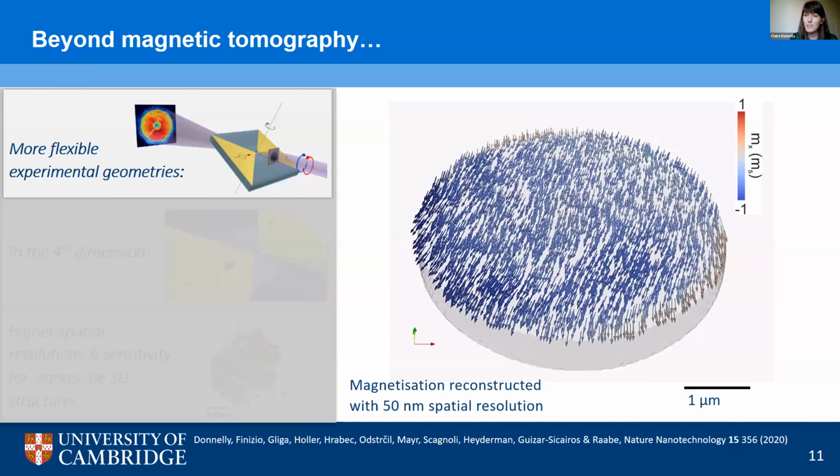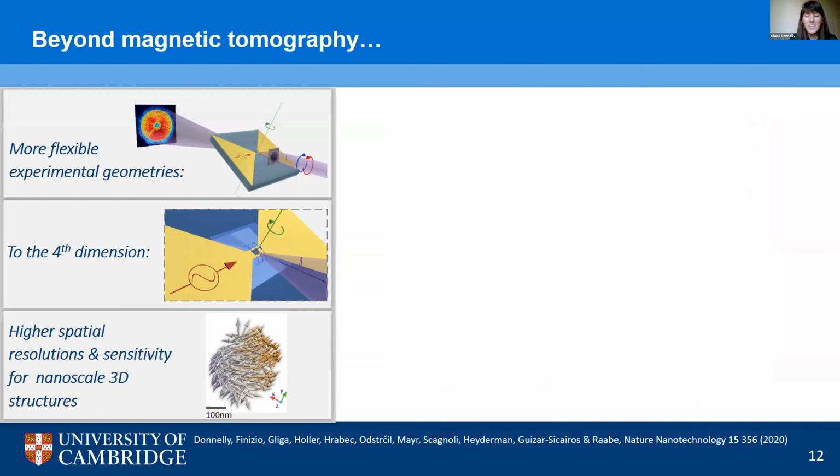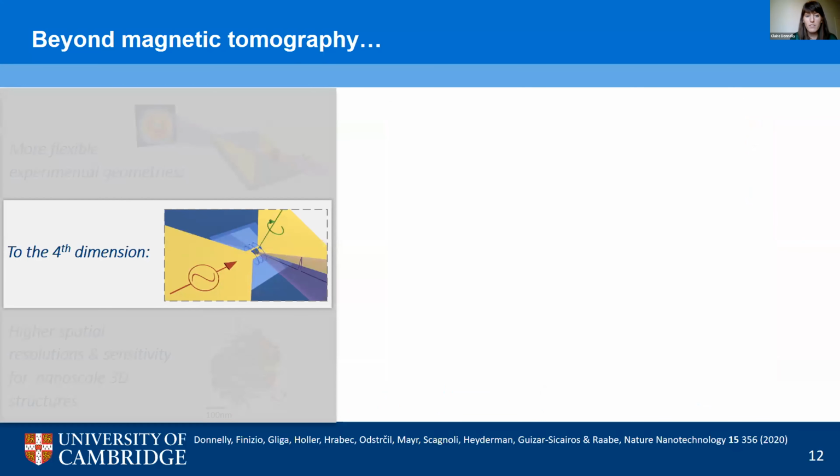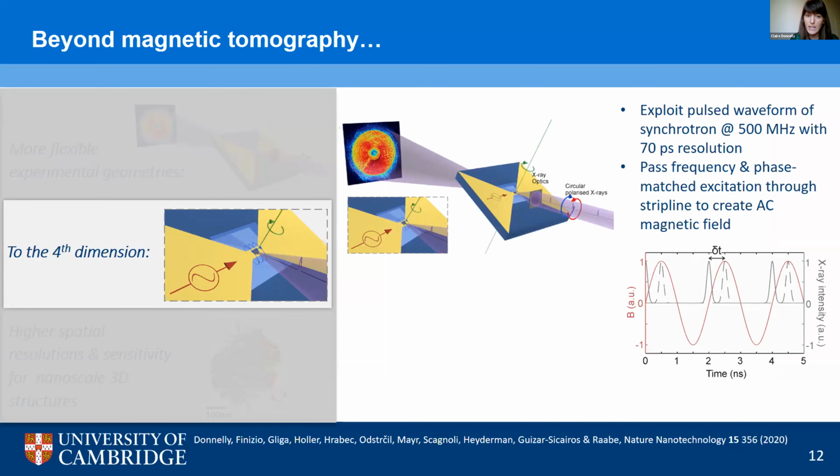So this takes us on to our next point on the list, going to the fourth dimension. And one of the challenges here was actually being able to realize the experimental setup in order to perform a pump probe 3D imaging technique. But with the development of magnetic laminography, we realized that we had actually made this job a lot easier for ourselves. Now we could look at flat samples that can be lithographically patterned.